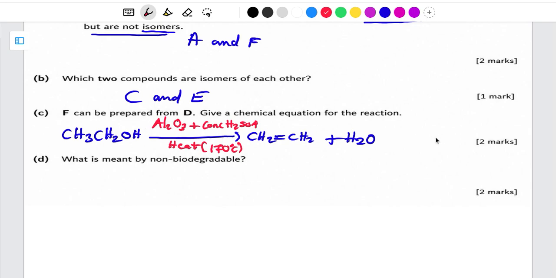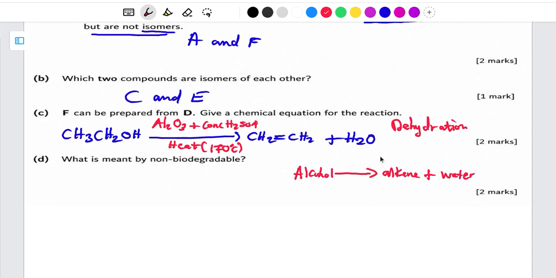So this is a dehydration reaction, because at the end water is lost in the process, and what we are yielding here is an alkene. Writing the general formula, we have an alcohol, and this alcohol is going to undergo dehydration. What are we going to produce? We are going to produce an alkene, plus water.